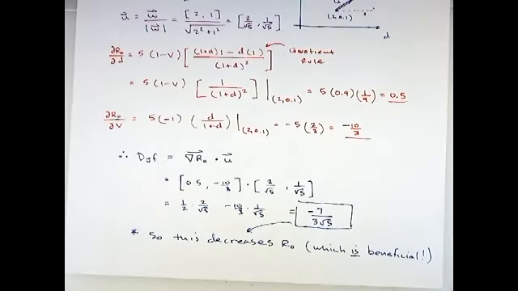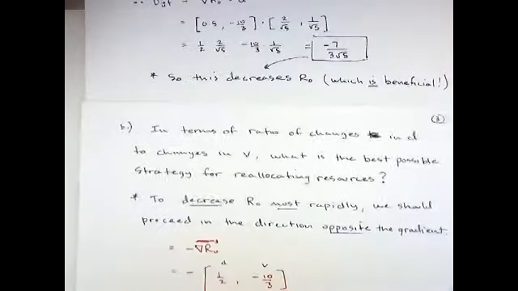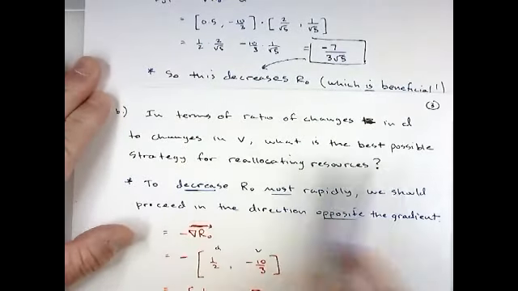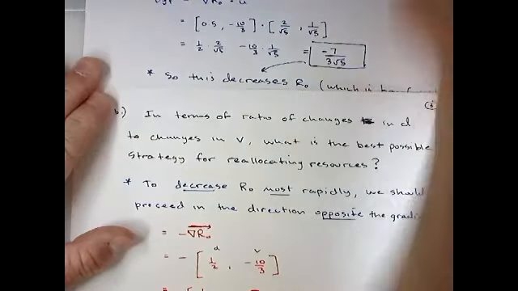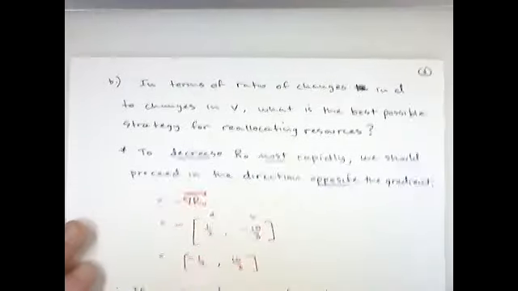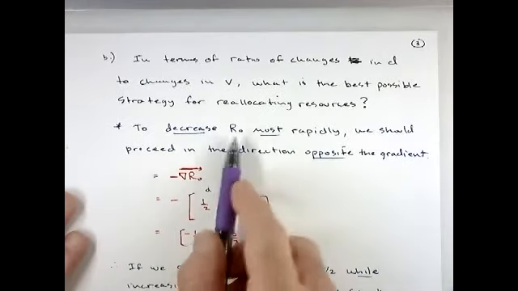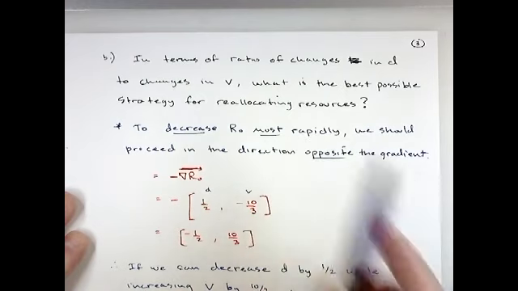Now, if that's beneficial, then the next question I would imagine public health officials might be thinking is, well, is there some way we could improve this and decrease R naught even better, even faster than this, right? Is there some way to reallocate our resources? So the object here, in terms of ratios of changes in D to changes in V, what is the best possible strategy for reallocating our resources? Okay, so the goal here is to decrease R naught in the most rapid way.